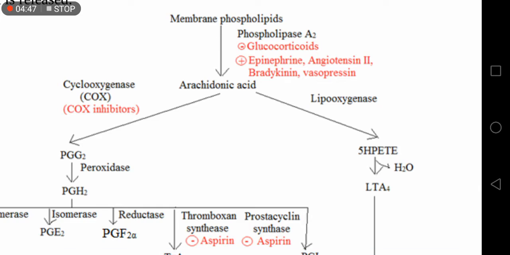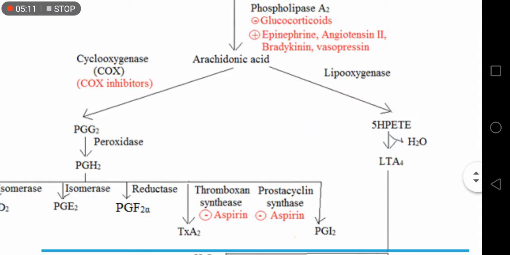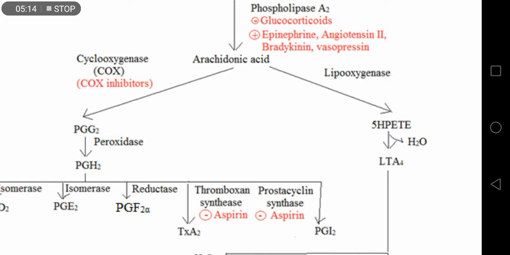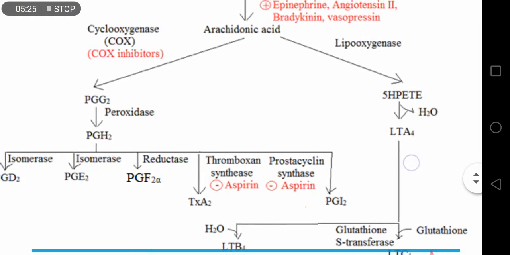And this phospholipase A2 is inhibited by glucocorticoids, and this is the mechanism of action of glucocorticoids. Then phospholipase A2 is stimulated by epinephrine, angiotensin 2, bradykinin, and vasopressin. Then arachidonic acid either enters into the cyclooxygenase pathway or the lipoxygenase pathway. When it enters into the cyclooxygenase pathway, it synthesizes prostaglandins. When it enters into the lipoxygenase pathway, it synthesizes the leukotrienes.